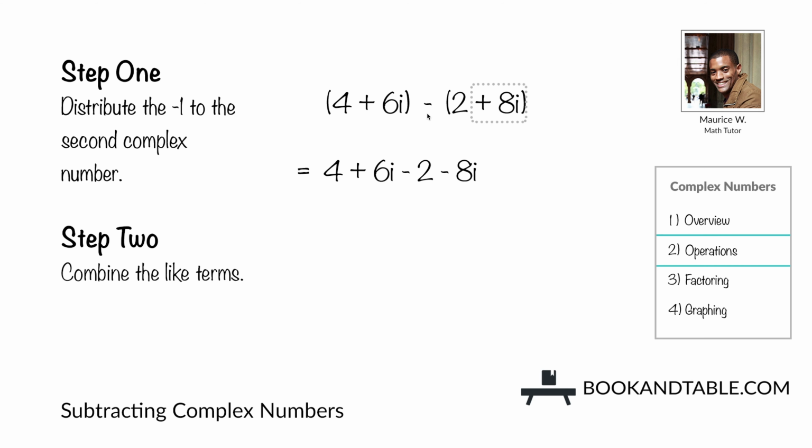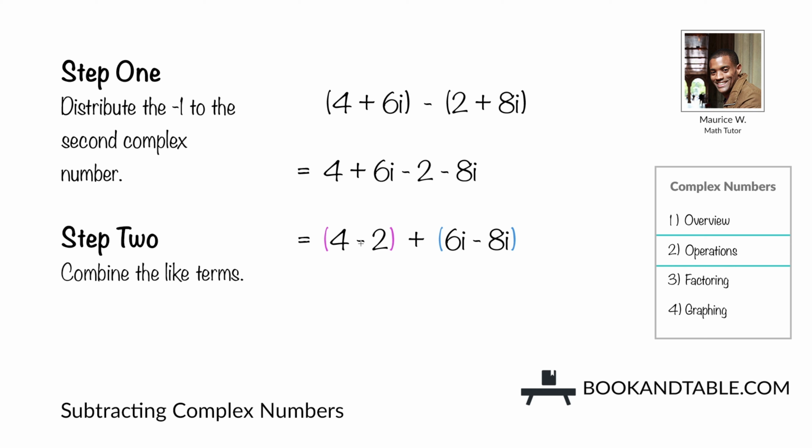And now we distribute the negative 1 to positive 8i. Negative 1 times positive 8i is equal to negative 8i. So after we've distributed the negative 1, we wind up with 4 plus 6i minus 2 minus 8i. So we have 2 real numbers and 2 imaginary numbers. So the second step is to combine the like terms. So we combine our real numbers 4 and negative 2, giving us 4 minus 2. And we add that to the sum of 6i and negative 8i.